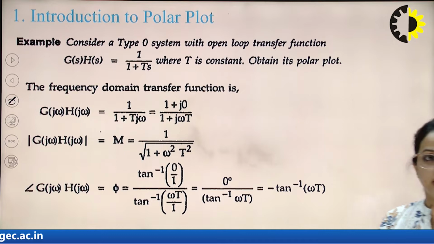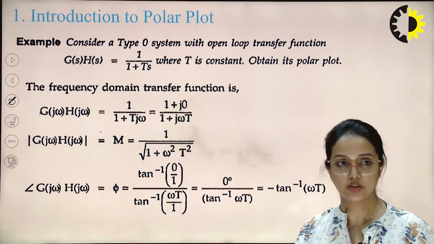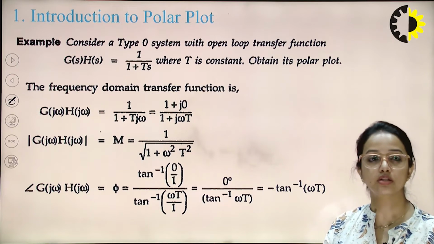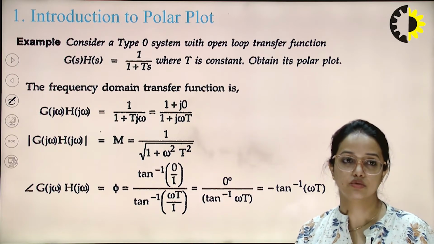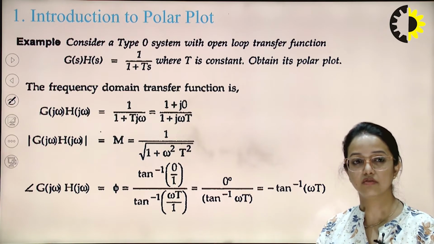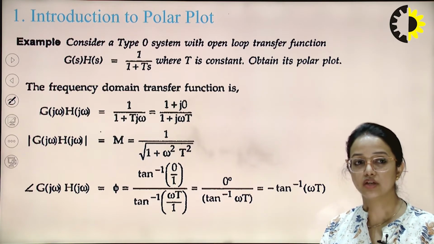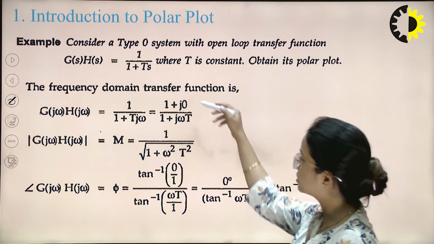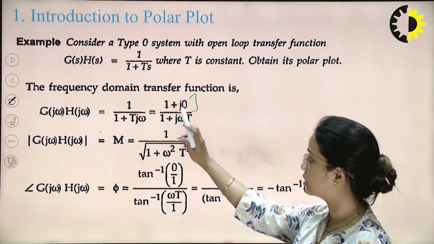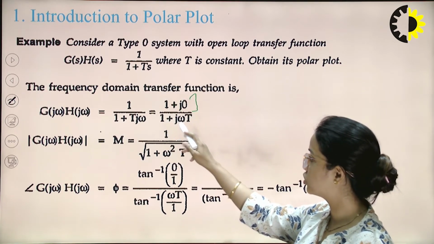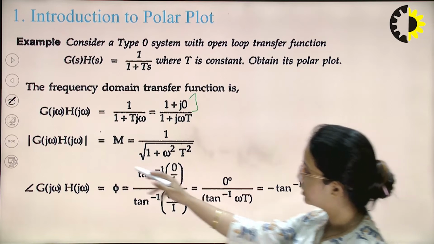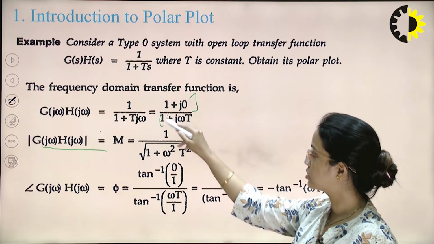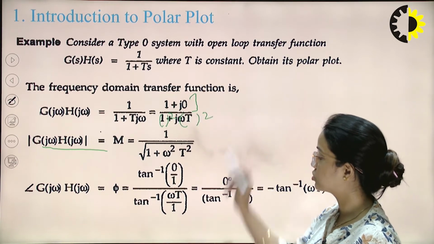Now, as an introduction to the polar plot, we have to consider a type 0 system where the open loop transfer function is given by G(s)H(s) equals 1 upon 1 plus Ts, where T is a constant here. And we have to obtain the polar plot. Now similarly, we have to split it into real and imaginary. So this is (1 plus 0j omega) over (1 plus j omega T). Now the magnitude is 1 upon root over 1 square plus (omega T) square.